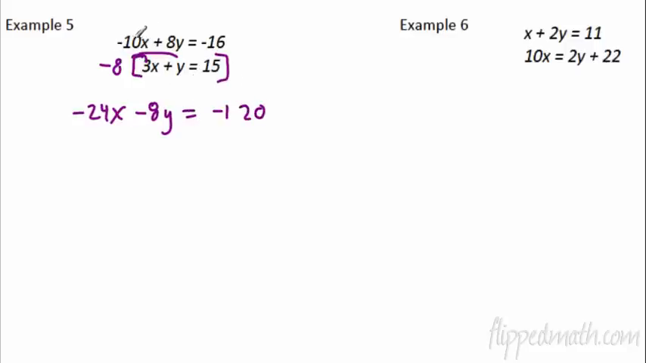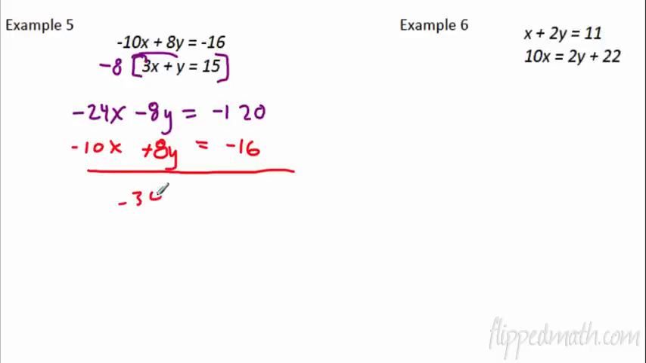All right, we're good. I'm going to rewrite the first equation exactly as it is: negative 10x plus 8y. And if you notice, those y's are ready to cancel right now. So I'm going to add the 2 equations at this point. Negative 24 and negative 10 is negative 34, so we get negative 34x. These cancel out. The equal sign comes down. We get negative 136. You divide by negative 34 on both sides, and you get x equals 4.